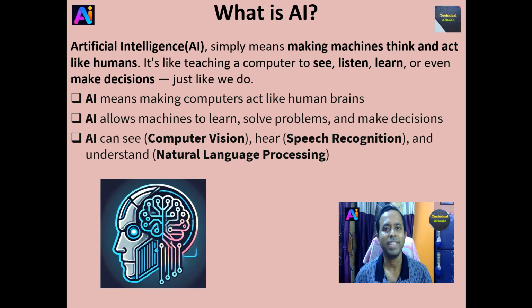Now at first we should know what is AI. Artificial intelligence simply means making machines think and act like humans. It is like teaching a computer to see, listen, learn or even make decisions just like we do. AI means making computers act like human brains. AI allows machines to learn, solve problems and make decisions. AI can see through computer vision, hear using speech recognition and understand using NLP, natural language processing, right?